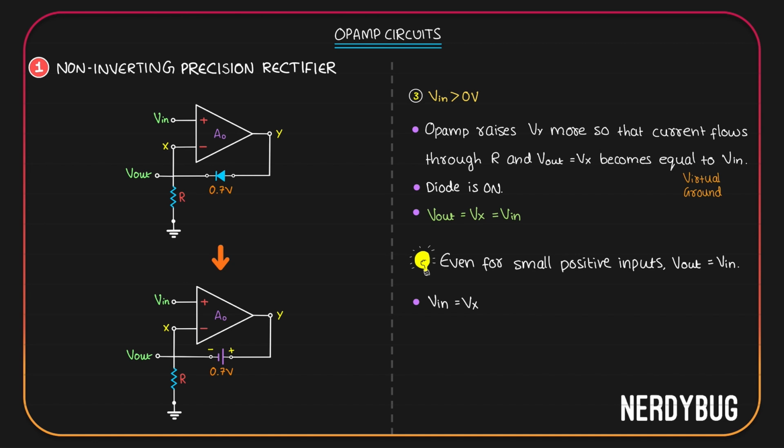According to Kirchhoff's voltage law, it is Vy minus 0.7. So we can write V in is equal to Vx, and that is equal to Vy minus 0.7. Then Vy is V in plus 0.7, which makes sense because the op-amp wants V in to be here, but 0.7 will be dropped over here. So at Y it will give V in plus 0.7, so that even after 0.7 is dropped across the diode, we still get V in at the output.